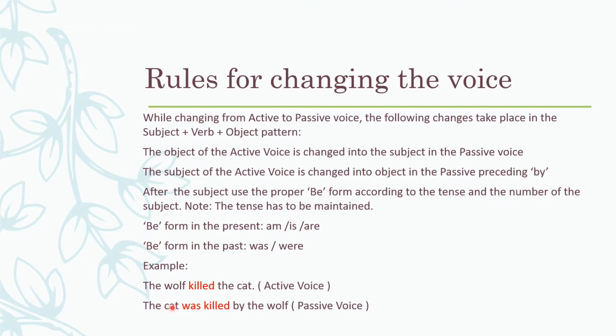If the subject is singular, it will be was. If it was cats, it would be were. But here the subject is singular. The cat was killed by the wolf. Now this verb killed is actually the past participle. I'll explain to you in the next slides. So this killed is in the past tense, but here in was killed, this becomes the past participle.